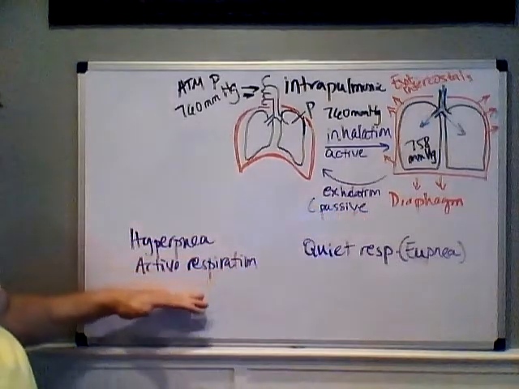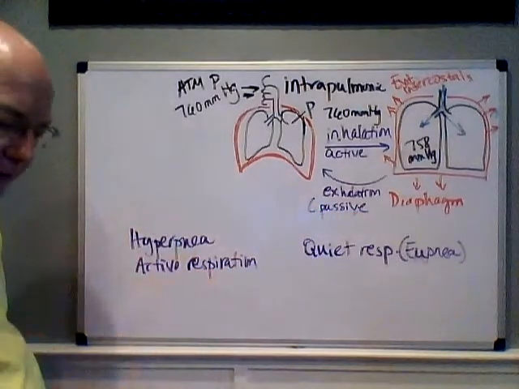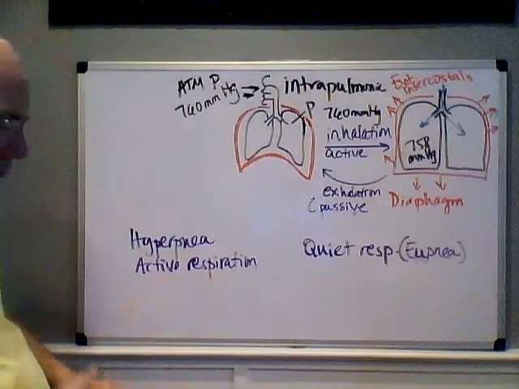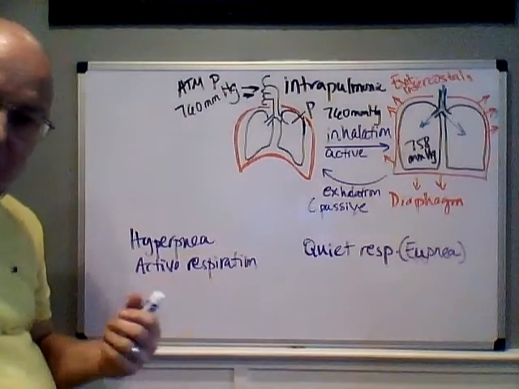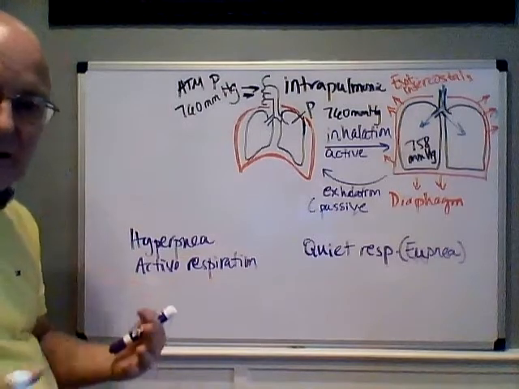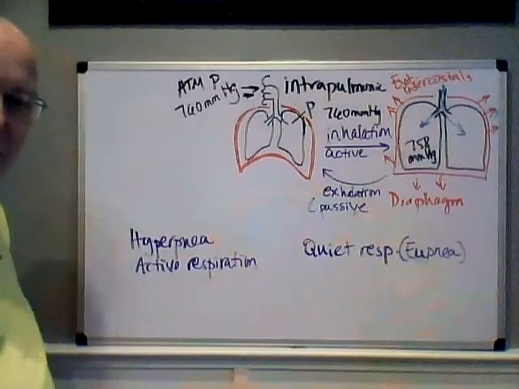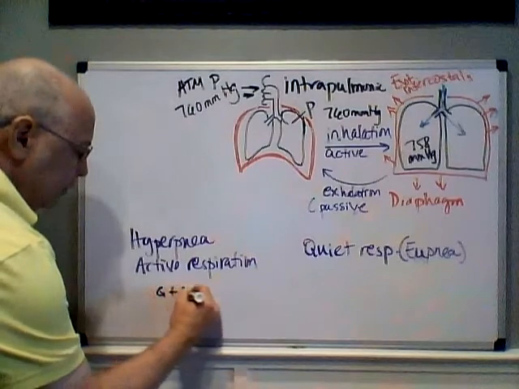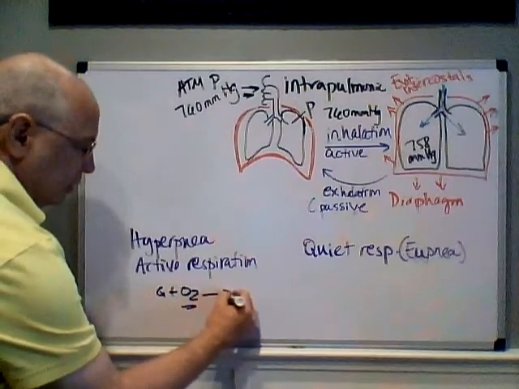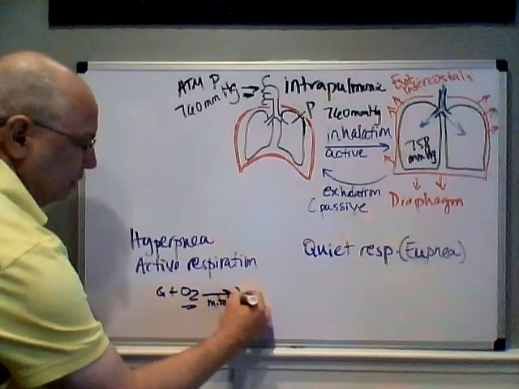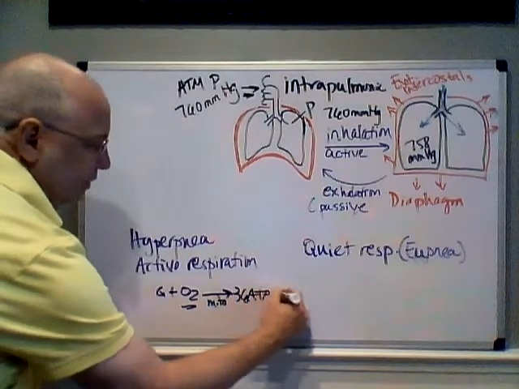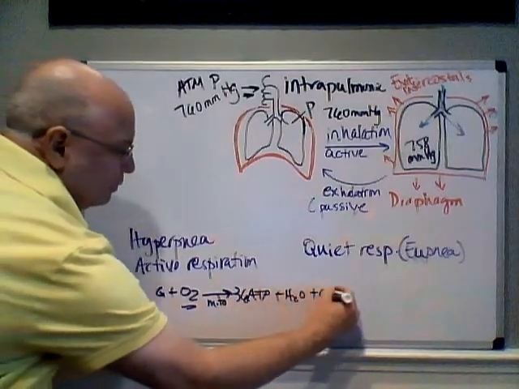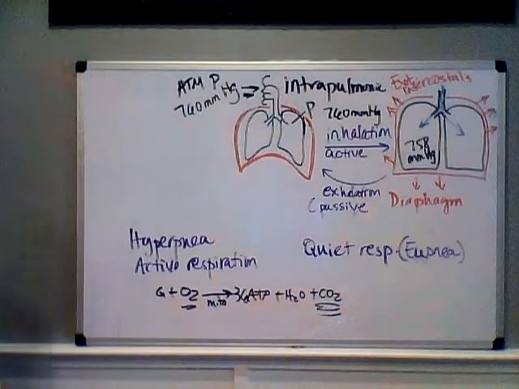But when we get active, when we start working out on a treadmill, as I've stated before, a lot of systems are involved. If you're in my class and hear me lecture normally, you've seen this equation so many times it's ridiculous. But I need glucose plus oxygen, run it through mitochondria to make all this energy. I get some water, I get some carbon dioxide. Carbon dioxide is building up in my tissues.